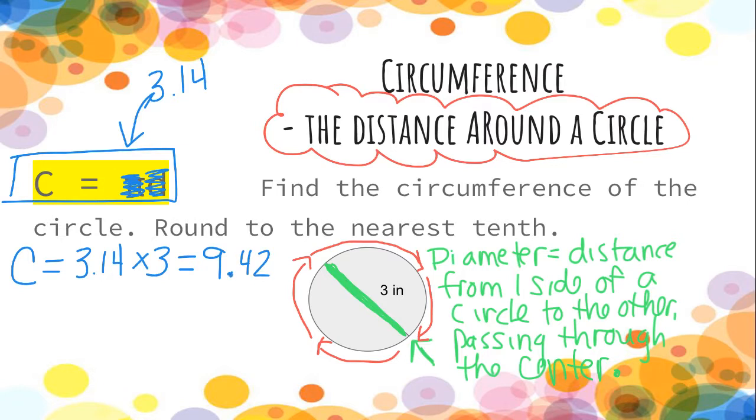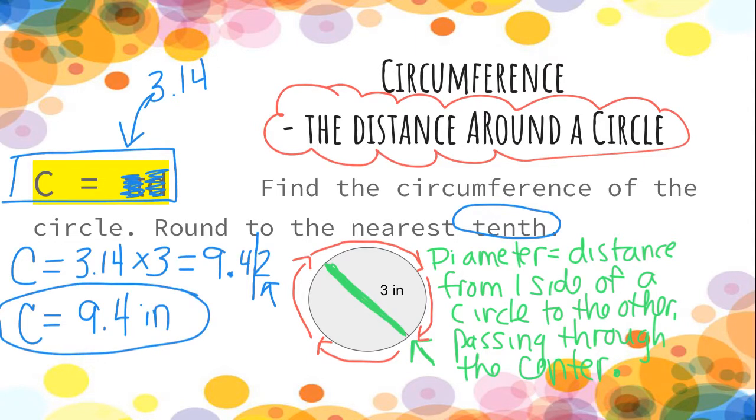Unfortunately, though, that's not going to be the right answer because I said I wanted you to round to the nearest tenth. So going back to our rounding, the tenths place is the first one after the decimal point. I'm going to make my decision based on this number after my cut line. Because that number's a 2, I'm just going to leave my answer at 9.4. My label is inches, and I am all done.